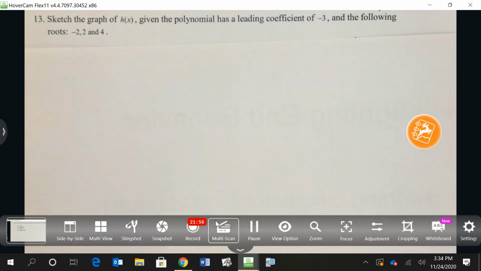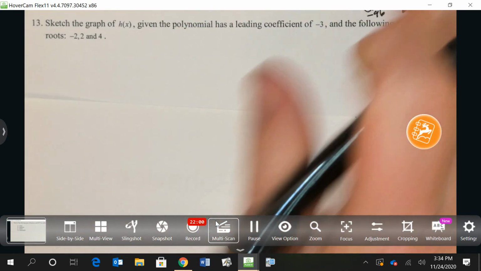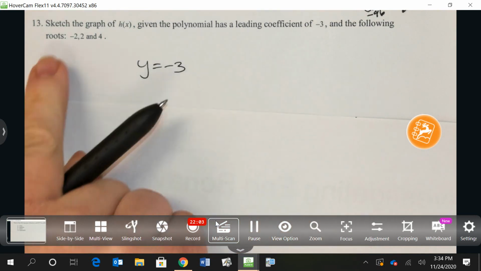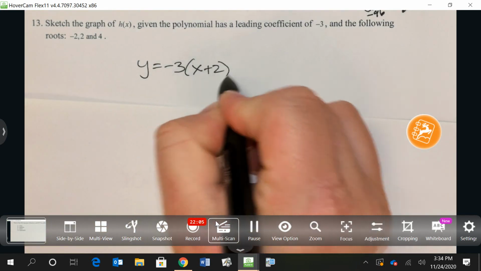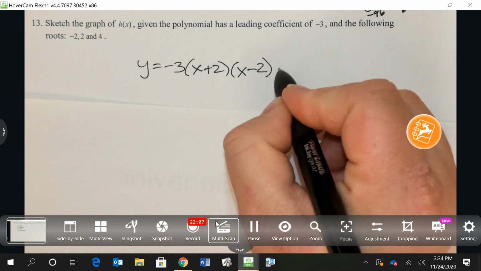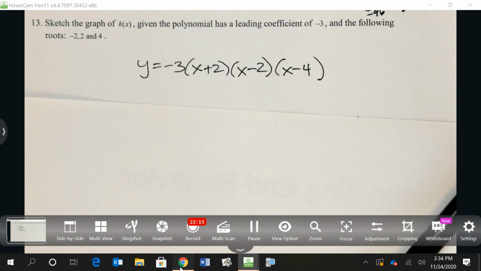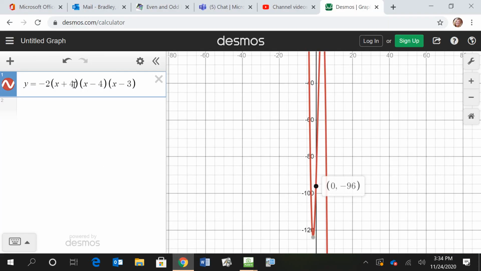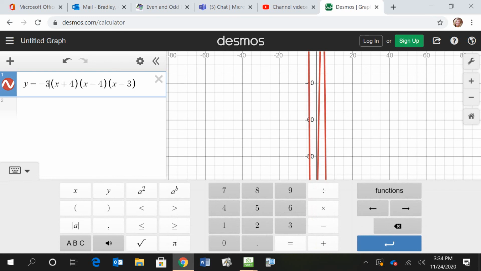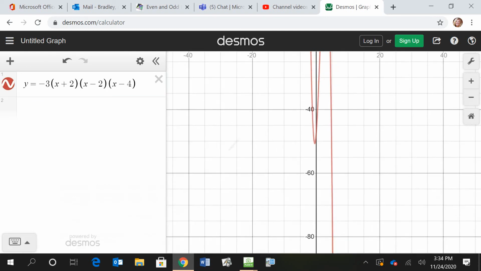Now we're going to sketch one that has a leading coefficient of -3, and it has roots of -2, +2, and 4. Remember, I'm switching the signs as I write it down. So I'm going to go back here into decimals. -3 is that leading coefficient. Remember, the leading coefficient does not change signs when you put it in. -2, +2, and -4. So what do we know here?